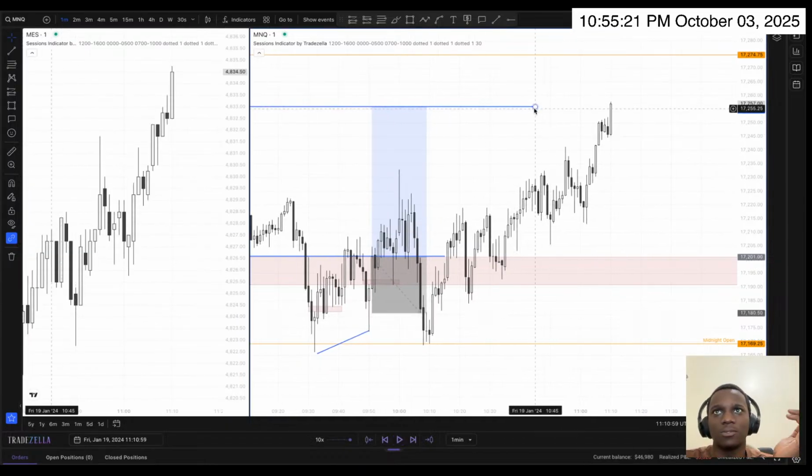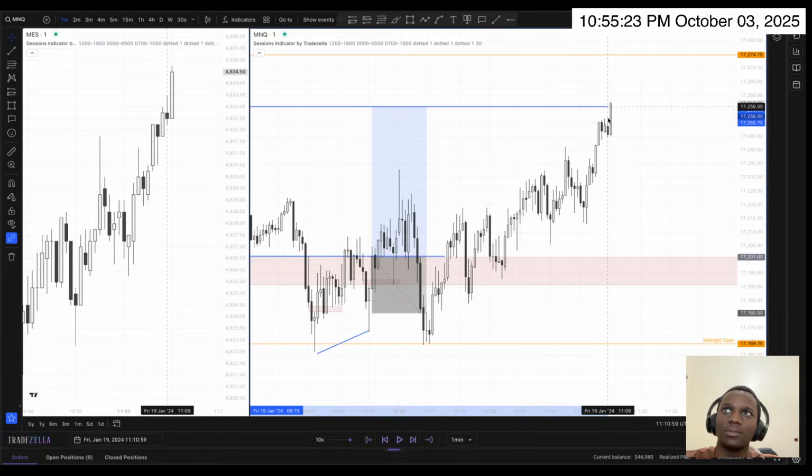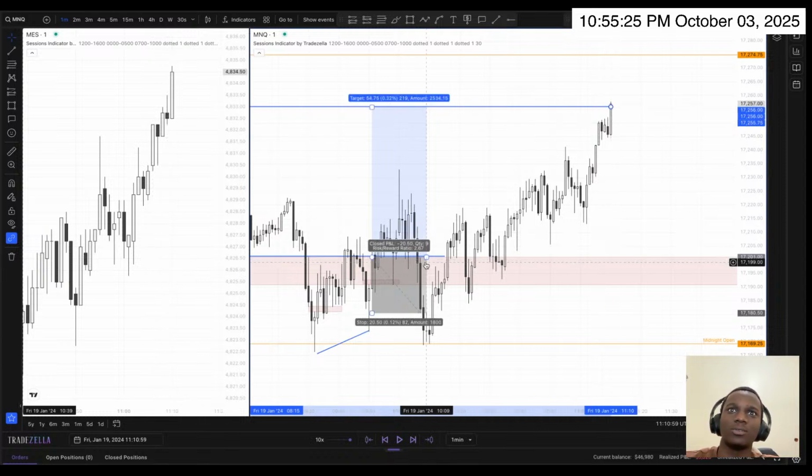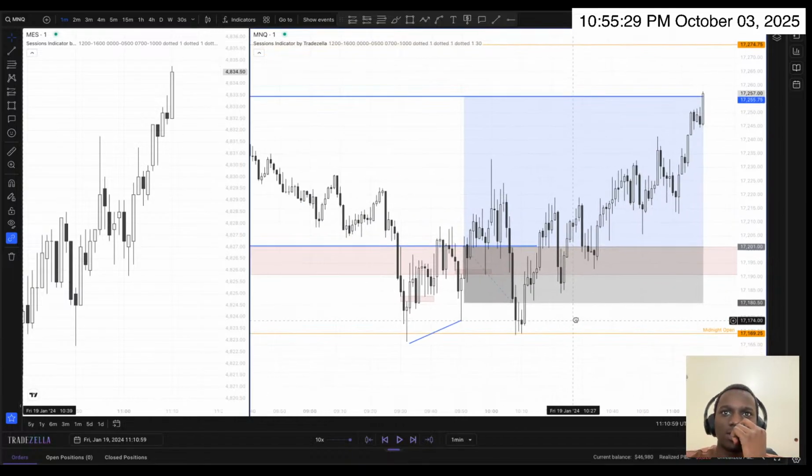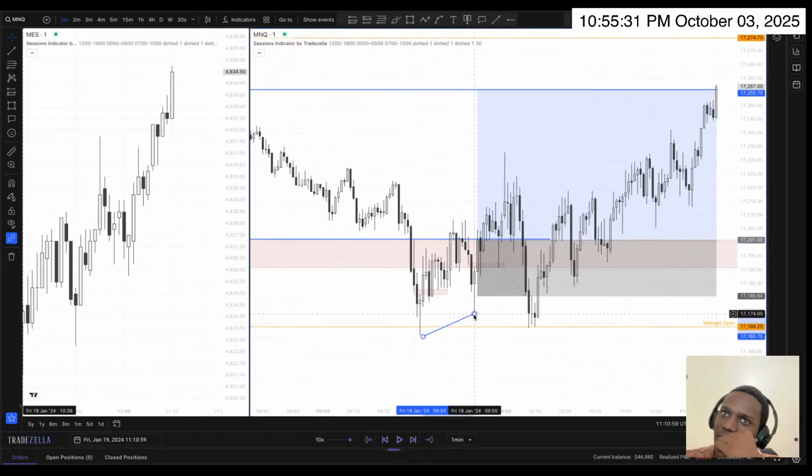Guess what? Market was choppy enough to stop us out, chop around, then go higher. So what's the lesson here? At least we can wait for an internal sweep. For example, here we sweep internally.